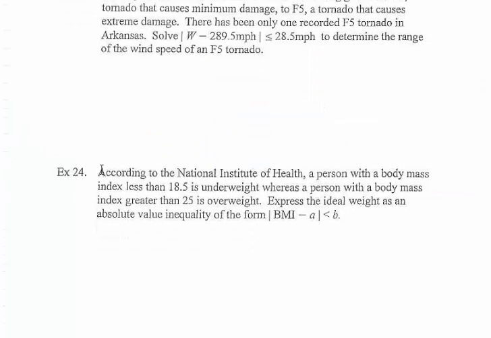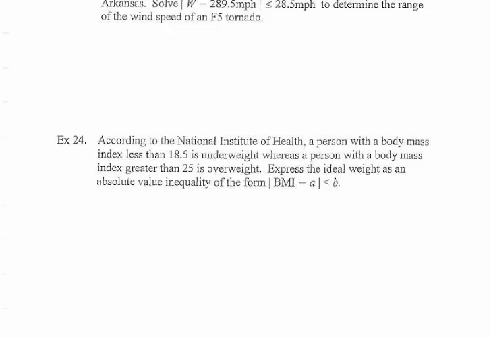And our last application problem, we sort of have to solve it backwards. We're given the limits of our body mass index being 18.5 and 25. Okay, the ideal is somewhere in between. So a person with a body mass index less than 18.5 is underweight, whereas a person with a body mass index greater than 25 is overweight.